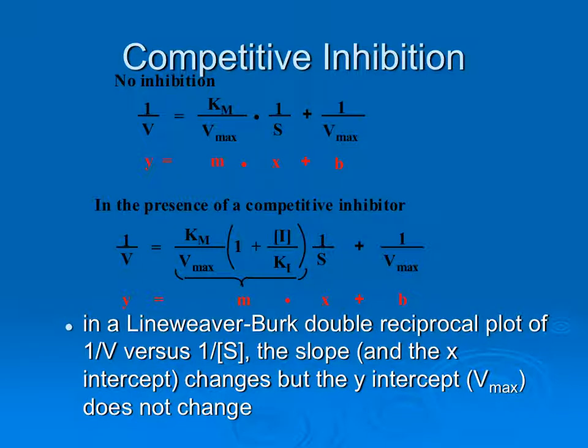And what they like to do is, your book will call this term in parentheses, 1 plus I over Ki, mathematically, I forgot what that term is called. They call it alpha, alpha prime. They call it something else so they don't have to write it out every time, I think. So that's where that alpha or alpha prime is in the book. It's just this whole parentheses part. But I wouldn't ask you to derive this because it takes a long time.